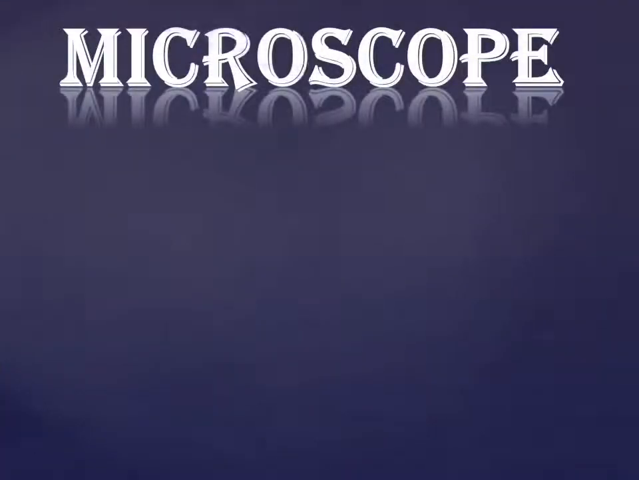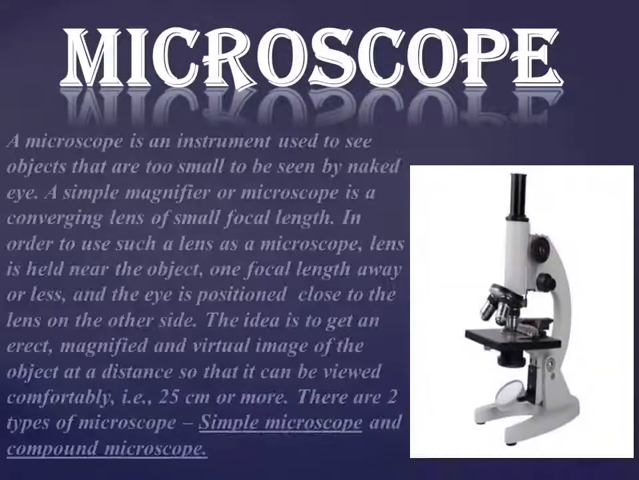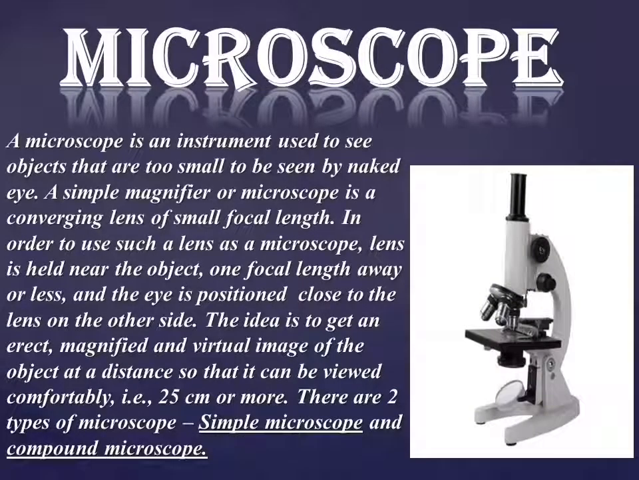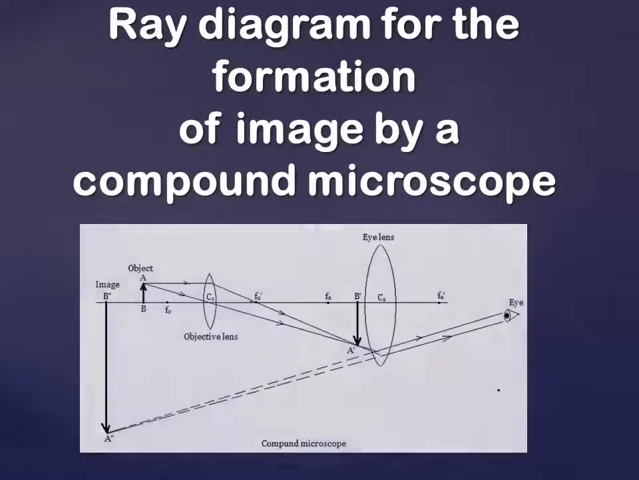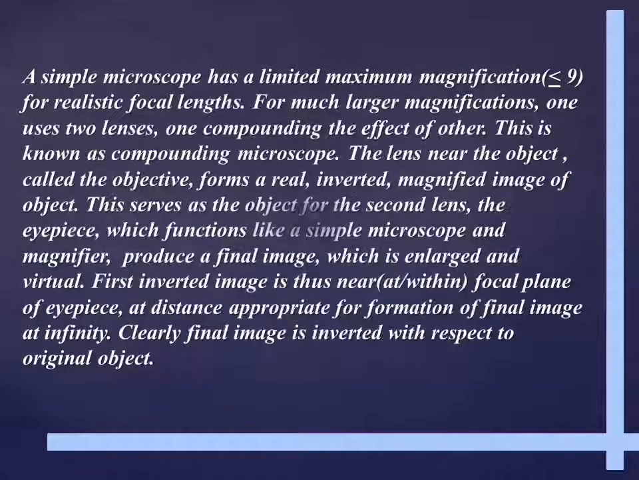Microscope. A microscope is an instrument used to see objects that are too small to be seen by the naked eye. A simple magnifier or microscope is a converging lens of small focal length. In order to use such a lens as a microscope, the lens is held near the object, one focal length away or less, and the eye is positioned close to the lens on the other side. A simple microscope has a limited maximum magnification for realistic focal lengths. For much larger magnifications, one uses two lenses, one compounding the effect of the other. This is known as a compound microscope.